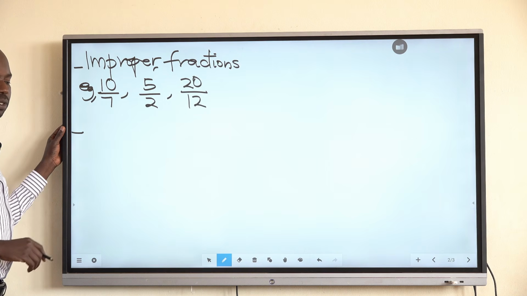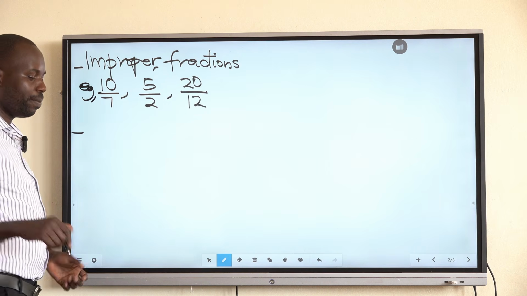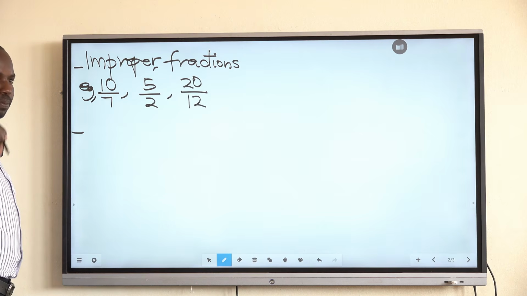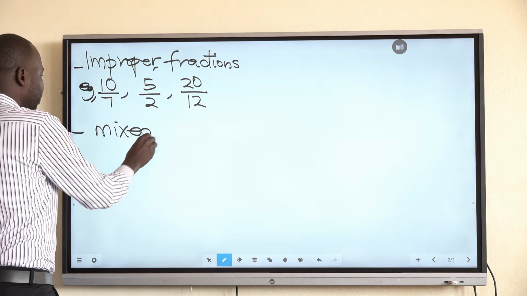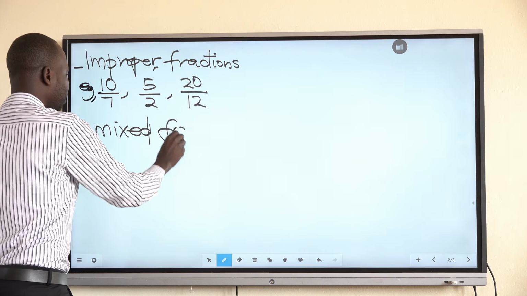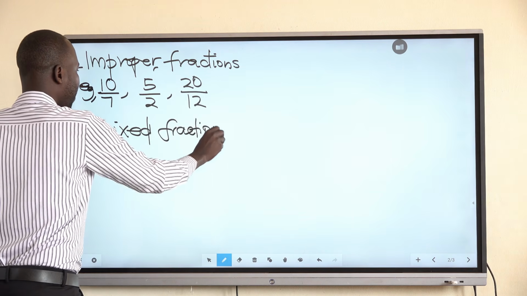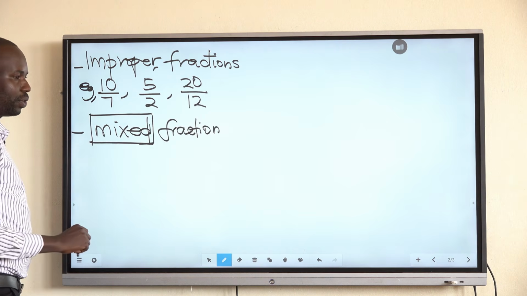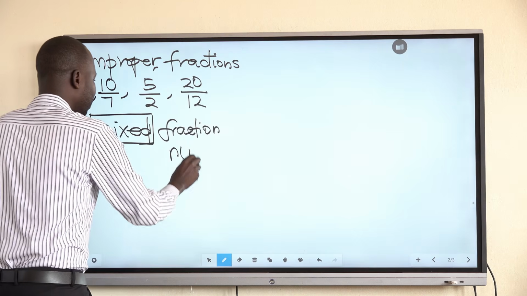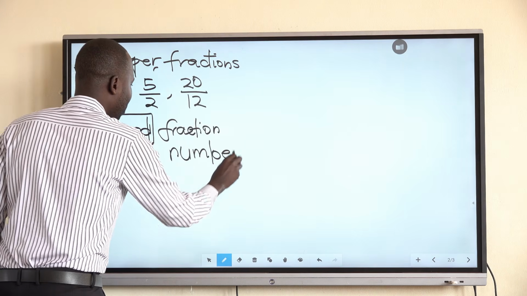Another type of fraction we can talk about, which we learned already in P4, and we are now revising in P5, is mixed fraction. In most cases, this one is called a mixed number, but children up to now still confuse it as mixed fractions, but we call it a mixed number.